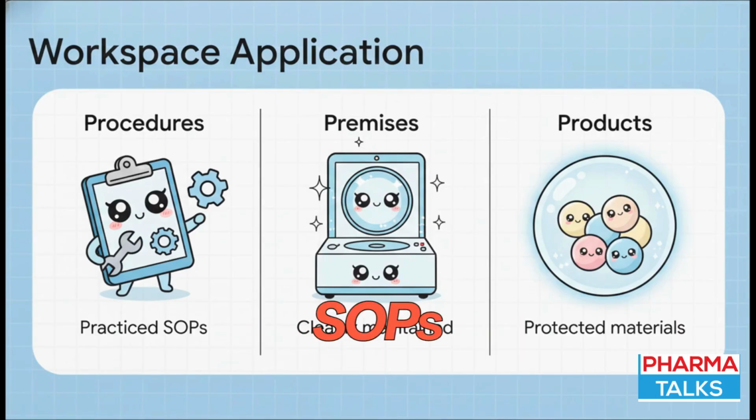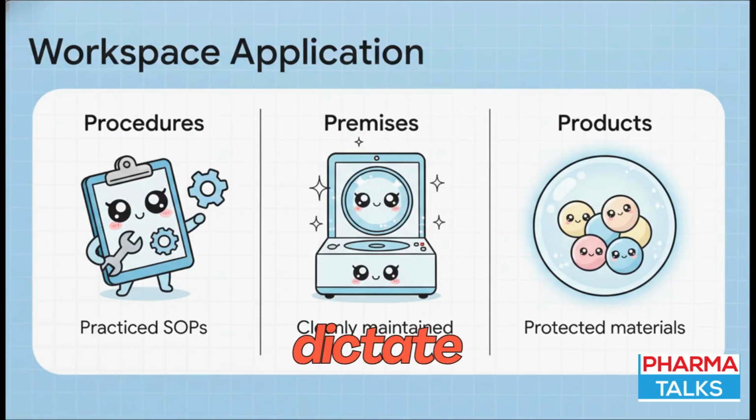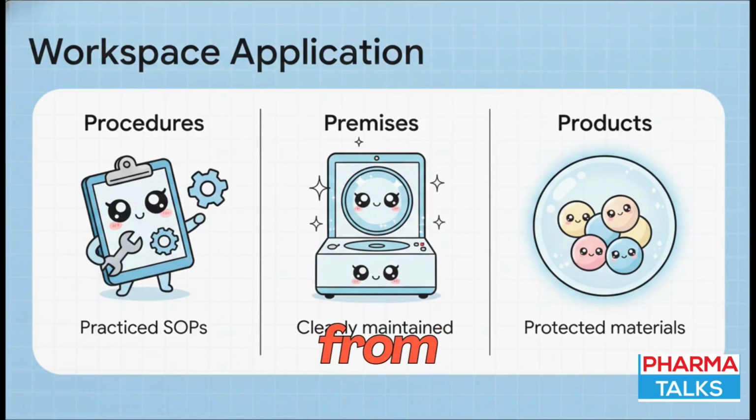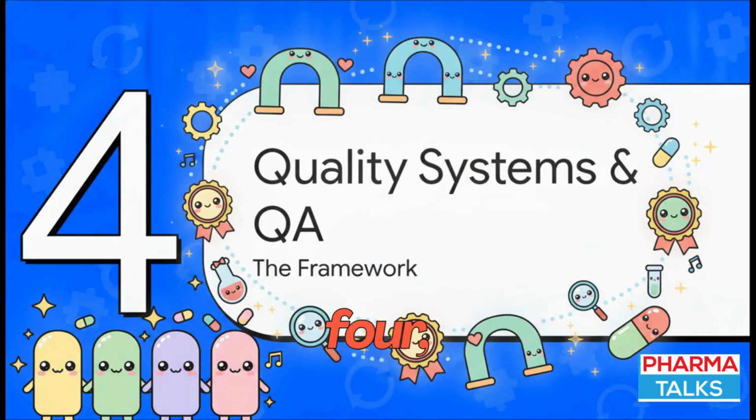Procedures? That means your SOPs actually have to be practiced and understood, not just read once and tossed in a drawer. Premises dictate that your facilities and your equipment have to be cleanly maintained, calibrated, and officially qualified for use. And finally, products, meaning materials must be strictly protected from contamination, from mix-ups, and from unapproved use at all times. Next up, Section 4, Quality Systems and Assurance, the framework.